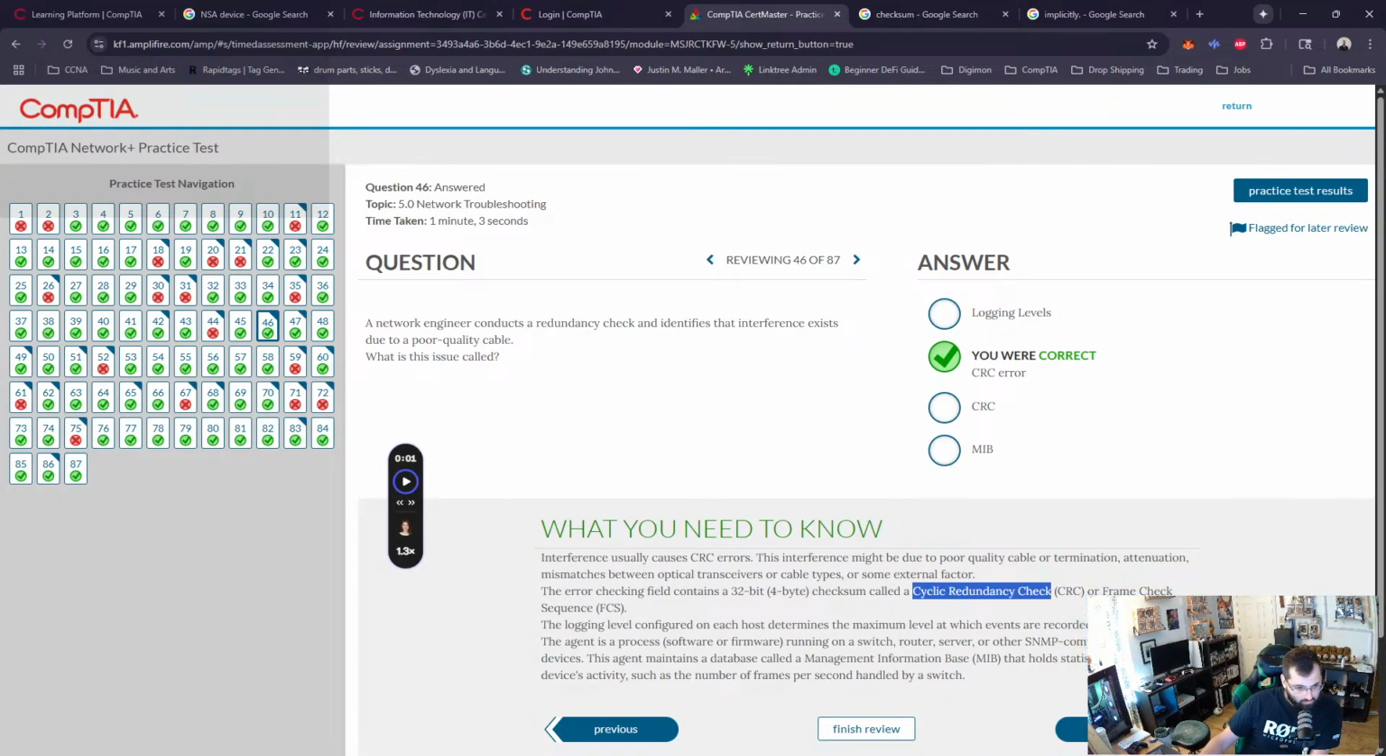Okay. Logging levels configured on each host determine the maximum level at which the events are recorded or forwarded. The management information base holds statistics related to the device activities, such as the number of frames per second handled by a switch.